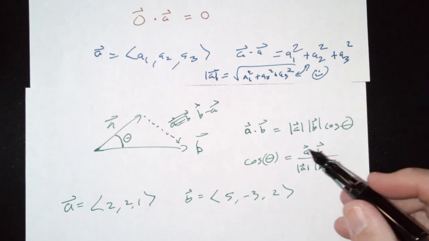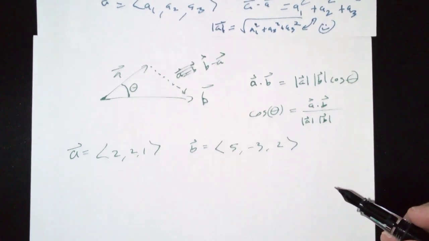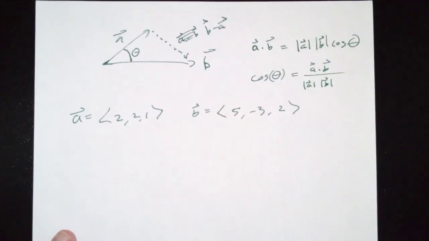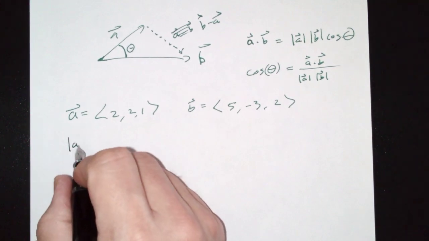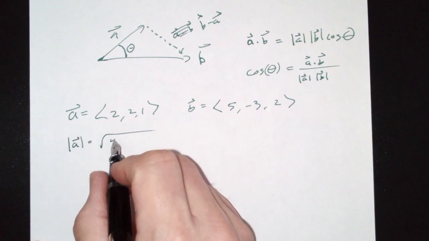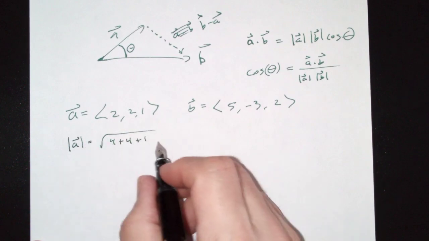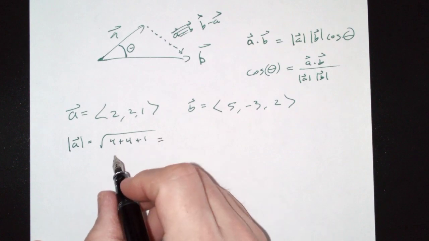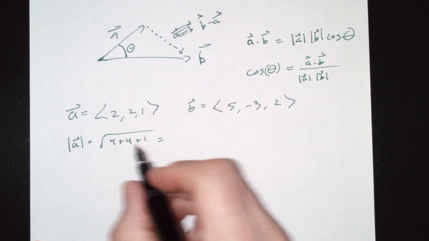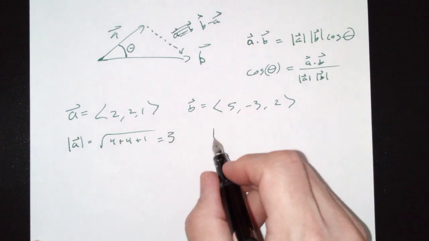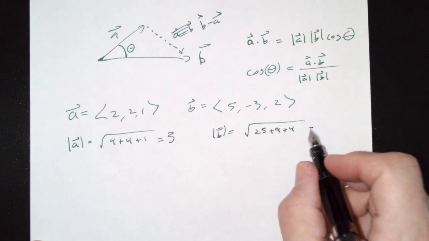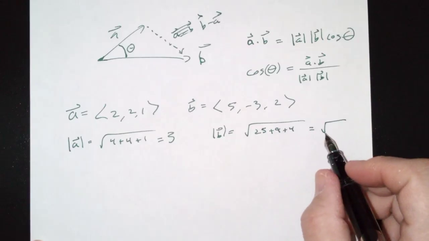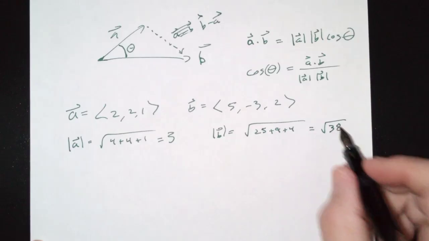In order to find the angle, I need three things. I need the dot product, and I need the length of each vector. Length of A, square root of 4 plus 4 plus 1. Wait a minute. That's easy. Square root of 9. Yay. The length of B, square root of 25 plus 9 plus 4. That's less pretty. 34, 38. Oh, well.